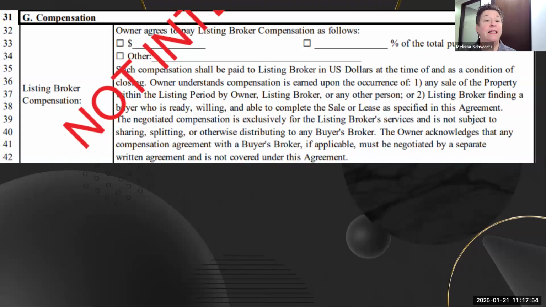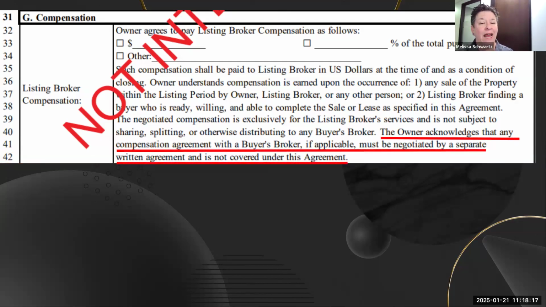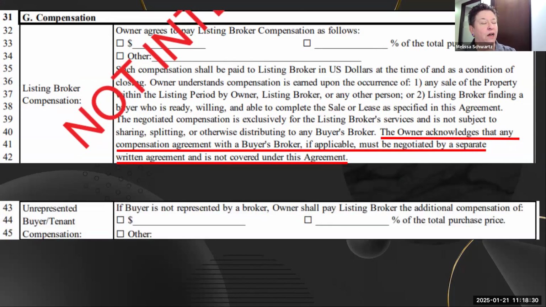Owner agrees to pay the listing broker compensation, right? Just like in August, AAR's ER got away from what I used to call the umbrella. There is no umbrella. What is the seller paying you as the listing agent or the brokerage, right? Percentage, dollar amount, other, okay? Owner acknowledges that any compensation agreement with a buyer broker, if applicable, must be negotiated by separate written agreement and is not covered under this agreement. Not at all. There's no line for it here, right?